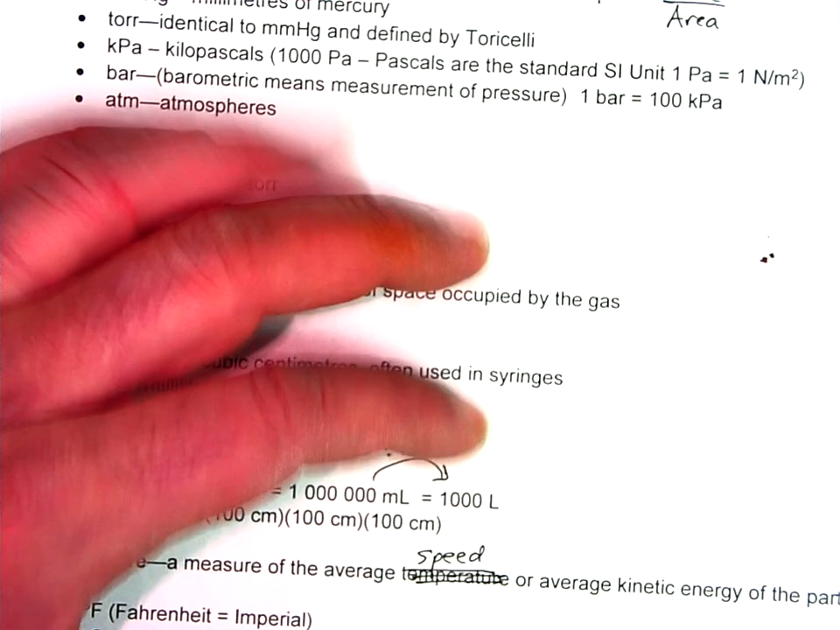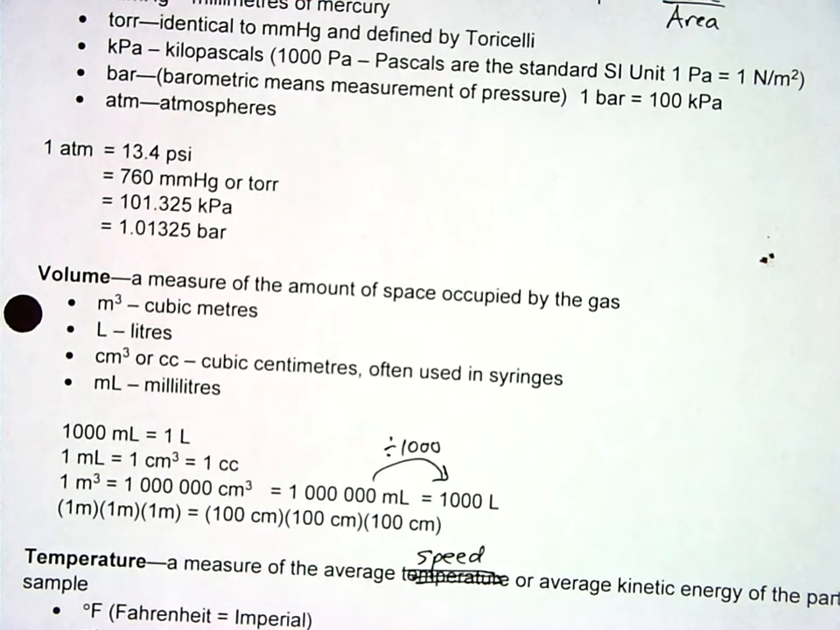Or average kinetic energy of the particles in the sample. Okay, so it's not the total speeds, it's not the total energy that's present in the sample, it is the average. Okay, so some particles are going to be moving faster, some are going to be moving slower. There's going to be a lot in the middle range, but there's going to be some fast ones as well, and some slow ones. All right, so just think about that.